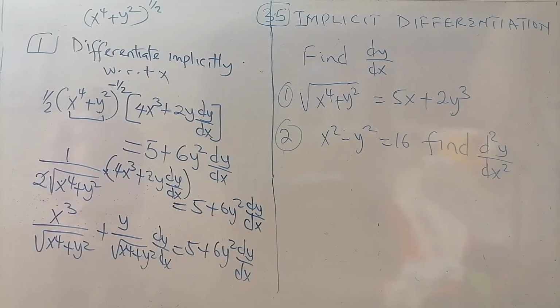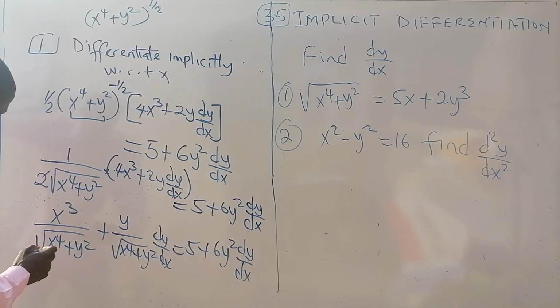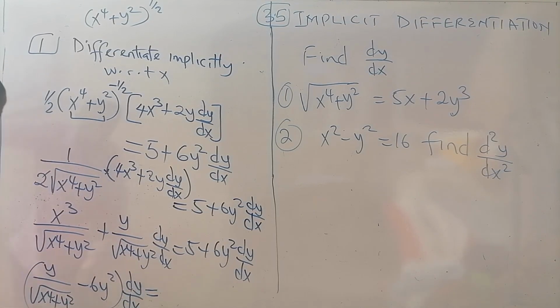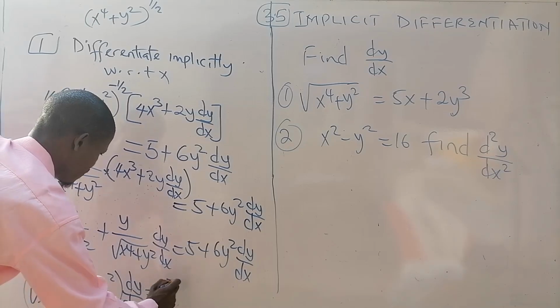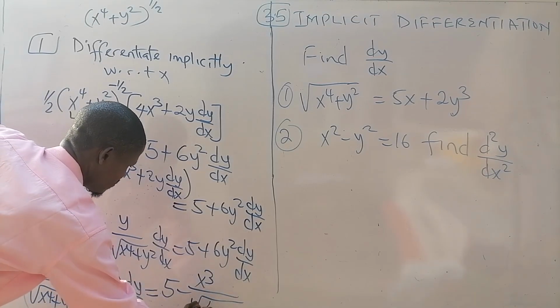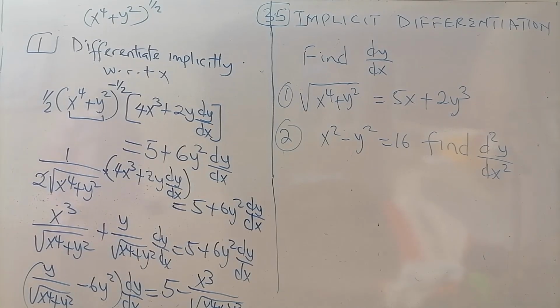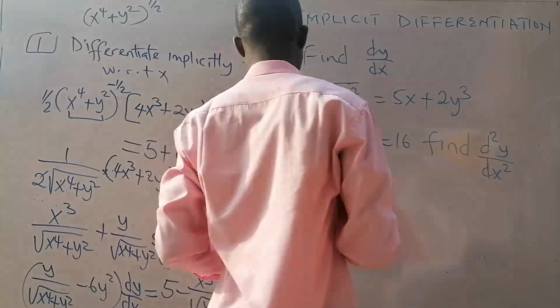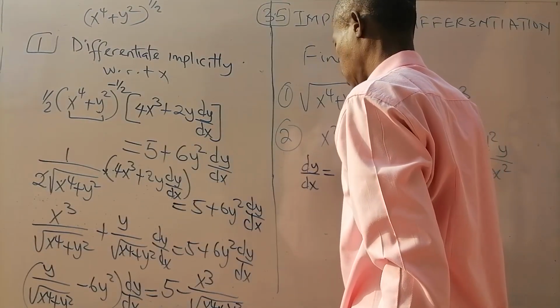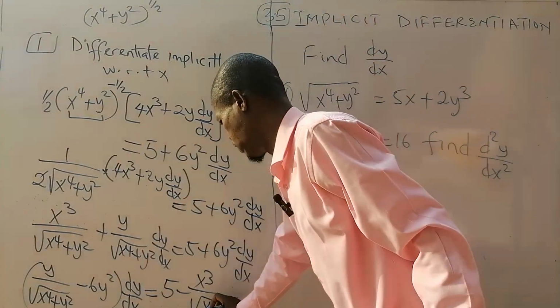Can we bring the y together? Yes. So I'm going to have y over this, then minus 6y squared dy/dx equal to 5 minus this all over this. So that's what we have. Then the next thing for us to do is to make dy/dx the subject. It's going to be equal to 5. But before that, we can do the algebra of this one.